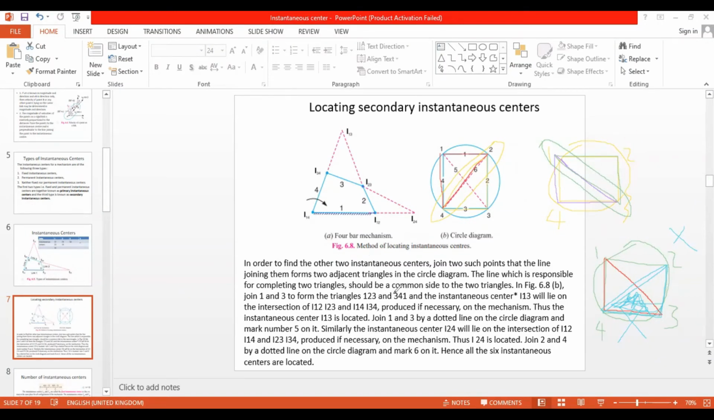Completing two triangles should have a common side to the two triangles, right? It should be the common side for these two triangles. In this figure, join 1 and 3 to form the triangles 1, 2, 3 and 3, 4, 1. Okay, we are talking about this diagram now. So 1, 2, 3 and 3, 4, 1.